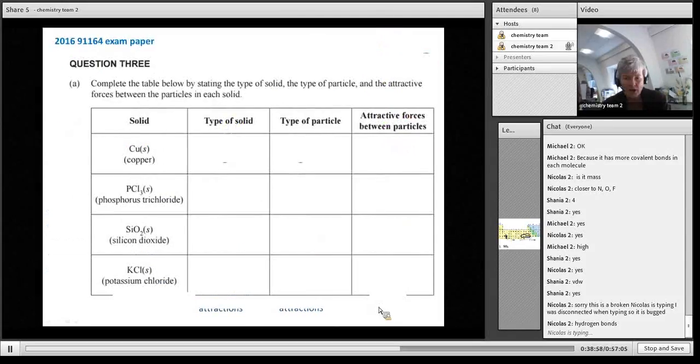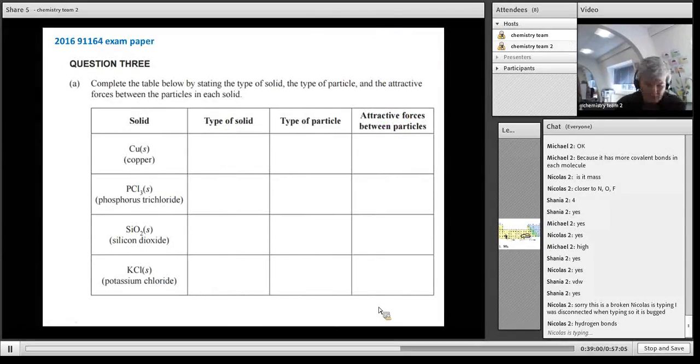Okay, so what I quickly want to do is look at last year's paper, just some questions out of there that relate to this. So there was a question like this that was up to a merit level question. If you got everything correct, you got merit for this part. So complete the table, and you have to say the type of solid. Okay, so by type I mean, is it an ionic substance, a metallic substance, a giant covalent network substance, or a molecular substance?